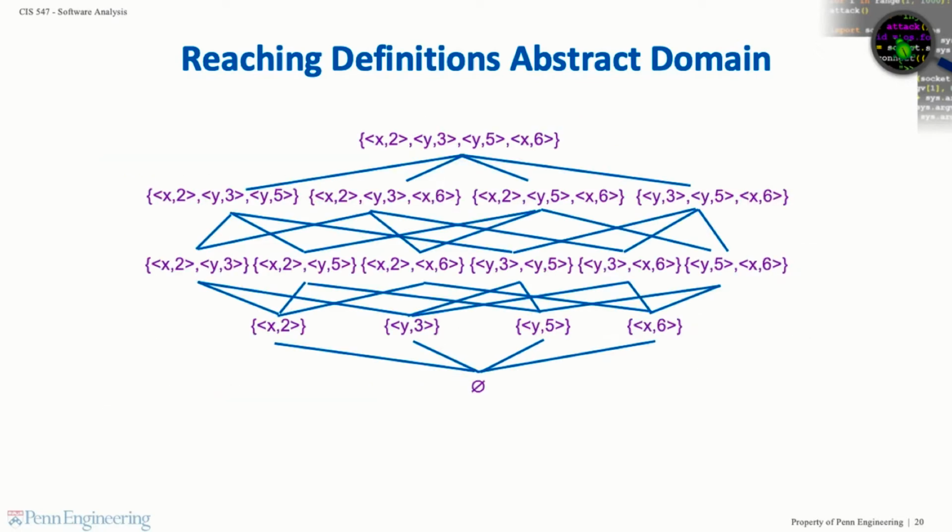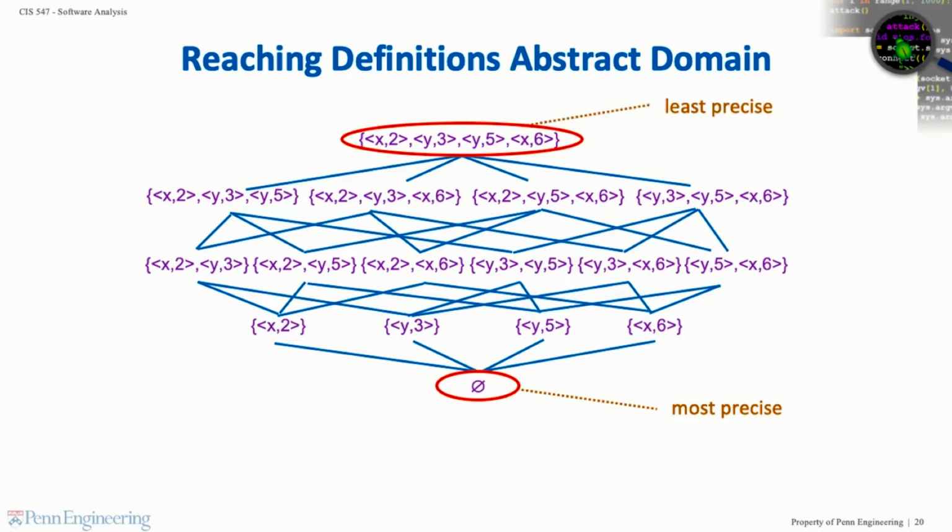The nodes in this structure denote abstract values, that is, sets of definitions, while the edges denote the set inclusion partial order between them. The edges are directed in that they always go from a lower node to a higher node. The bottom node, the empty set of definitions, is the most precise, and the top node, the set of all definitions, is the least precise. Also, note that this is a partial order because not all pairs of nodes are comparable in precision.